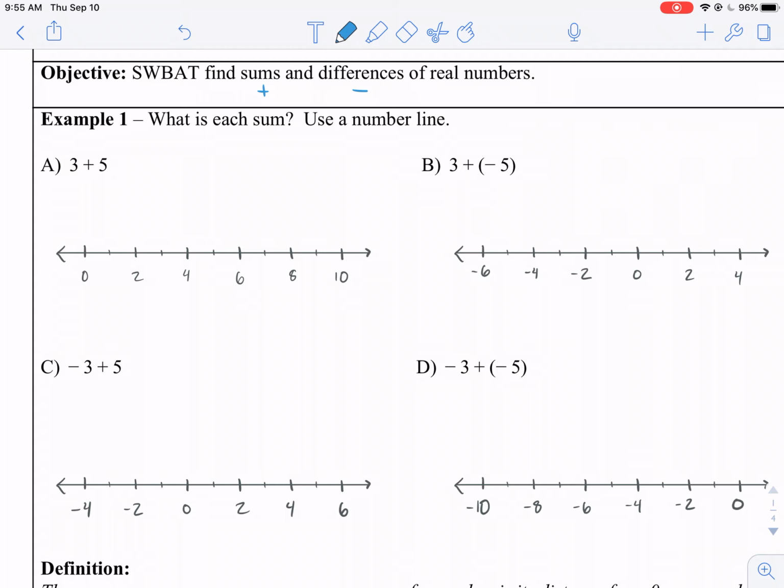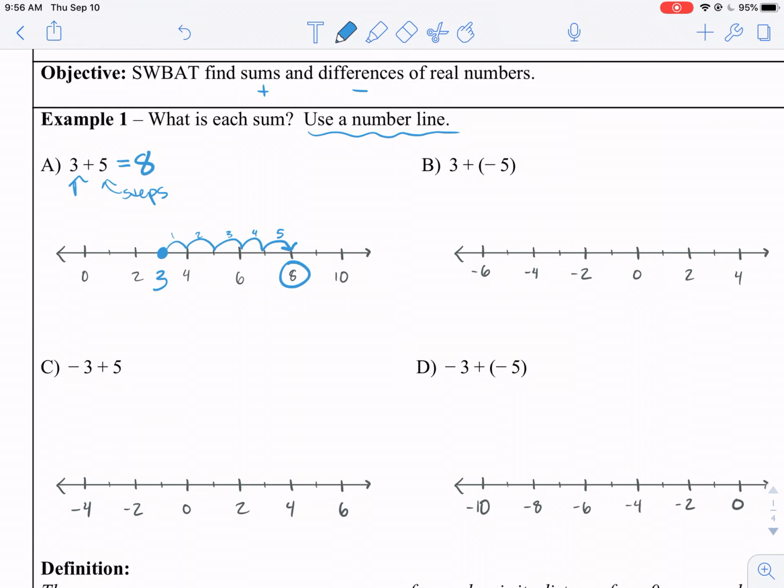So what I mean by using a number line is you start out with your first number and you put it on the number line. So 3 is right here. And then to add, you take that many steps. So we're going to add 5 steps. You go 1, 2, 3, 4, 5. That's 5 steps. Gives you 8. So 3 plus 5 is 8.